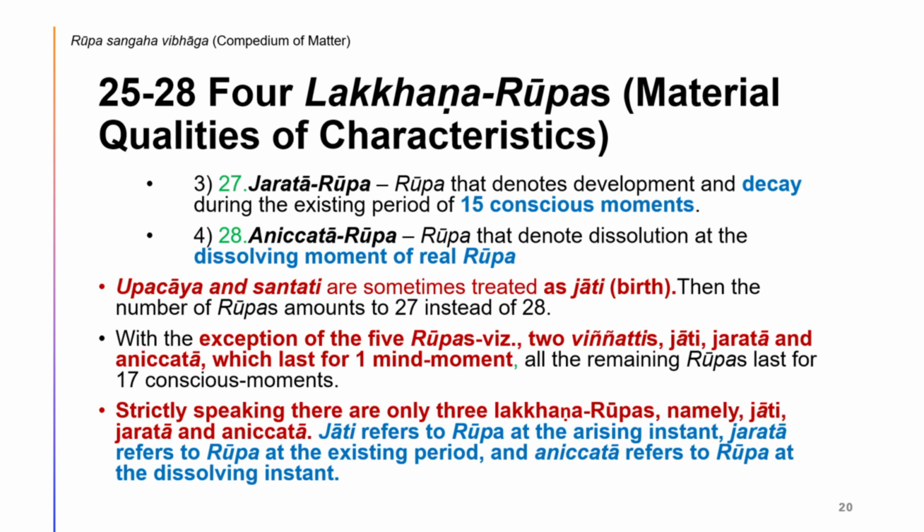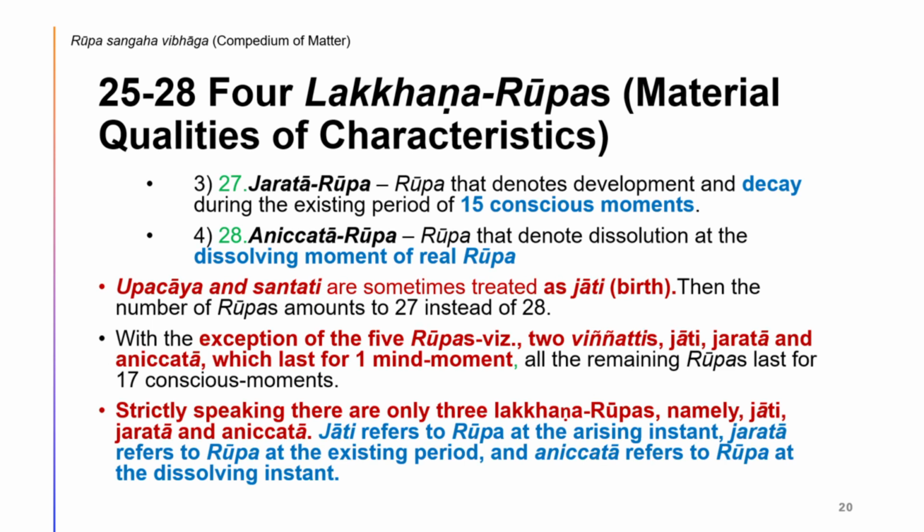Upachaya and santati are sometimes treated as jati, birth. Then the number of rupas amounts to 27 instead of 28. This is what is stated. With the exception of the 5 rupas, 2 vinnatti, jati, jarata, and anicca, all the remaining 17 last for 17 conscious moments.